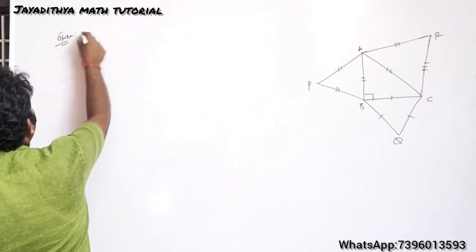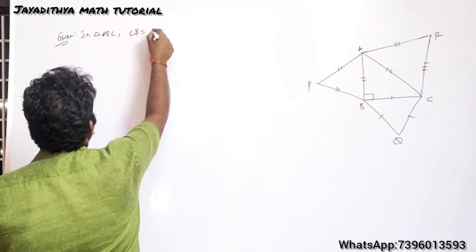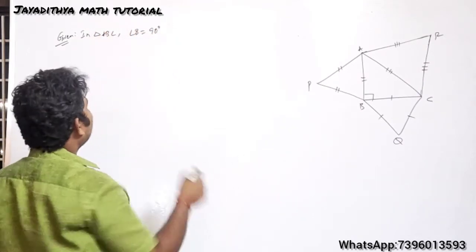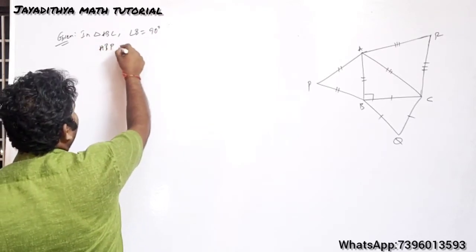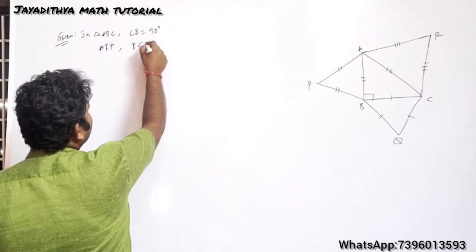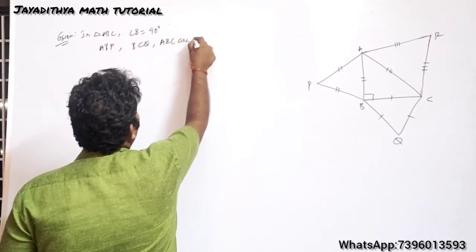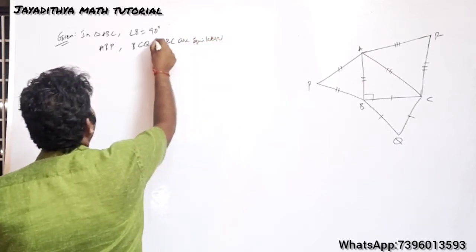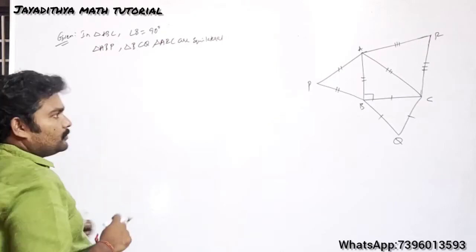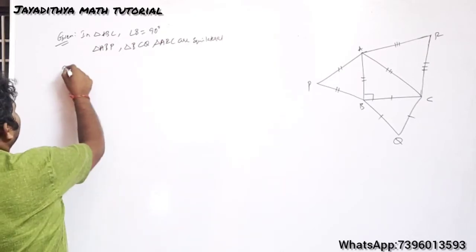So given is in triangle ABC, you can see that angle B is equals to 90 degrees, and you can write here ABP, BCQ, ARC are equilateral triangles. Equilateral triangles, okay now? Right. Next, what we need to prove here?